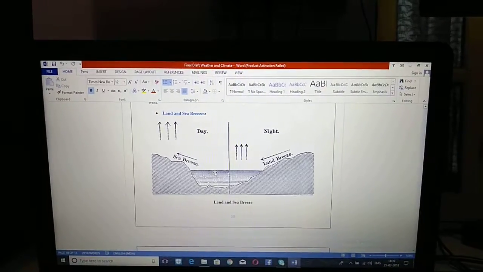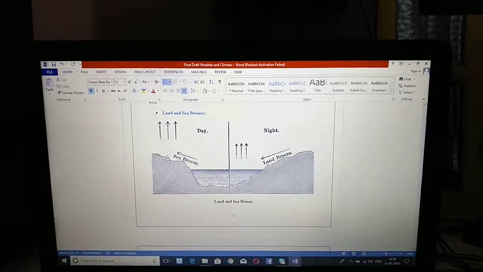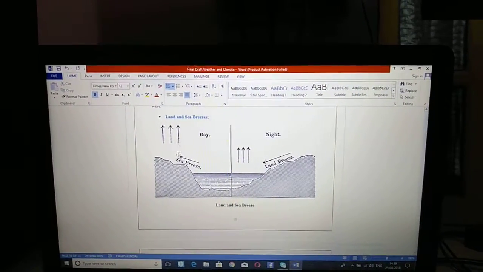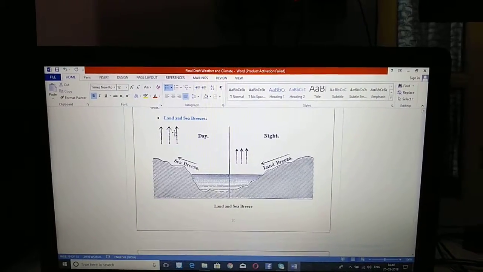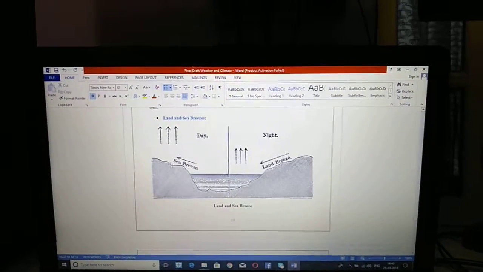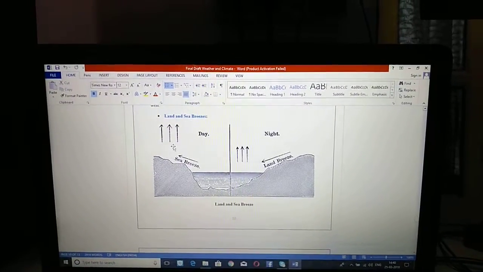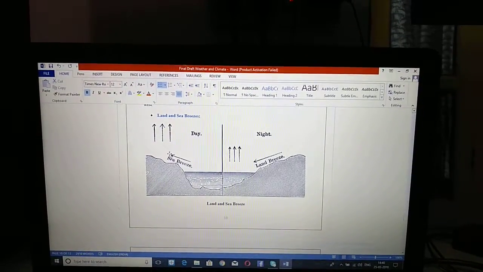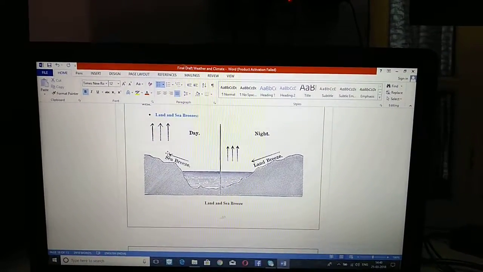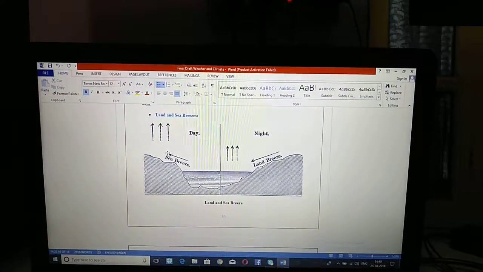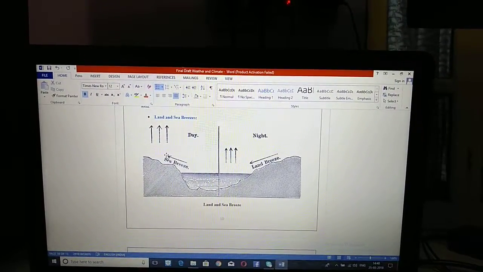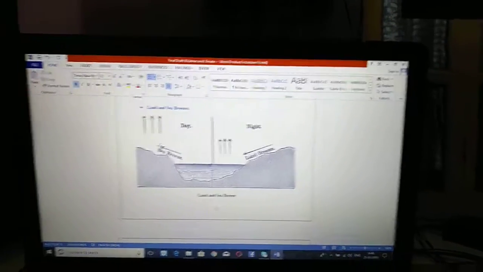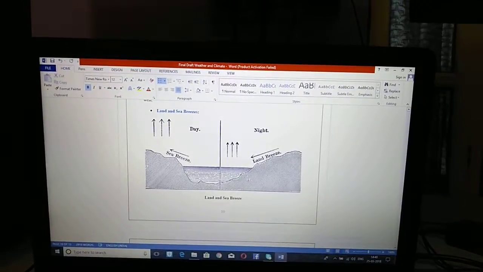the cold air from the sea moves towards the land and takes the place of the air which has risen above. Okay, so this is known as the sea breeze. When land gets heated up and warm air rises from the land surface, then the cool breeze from the sea takes the place of the breeze on the land, and this is known as the sea breeze.